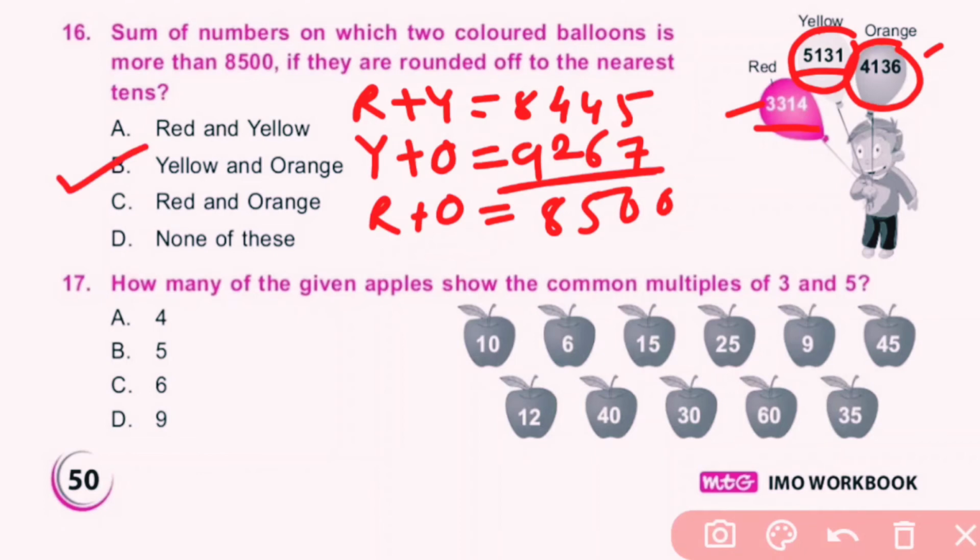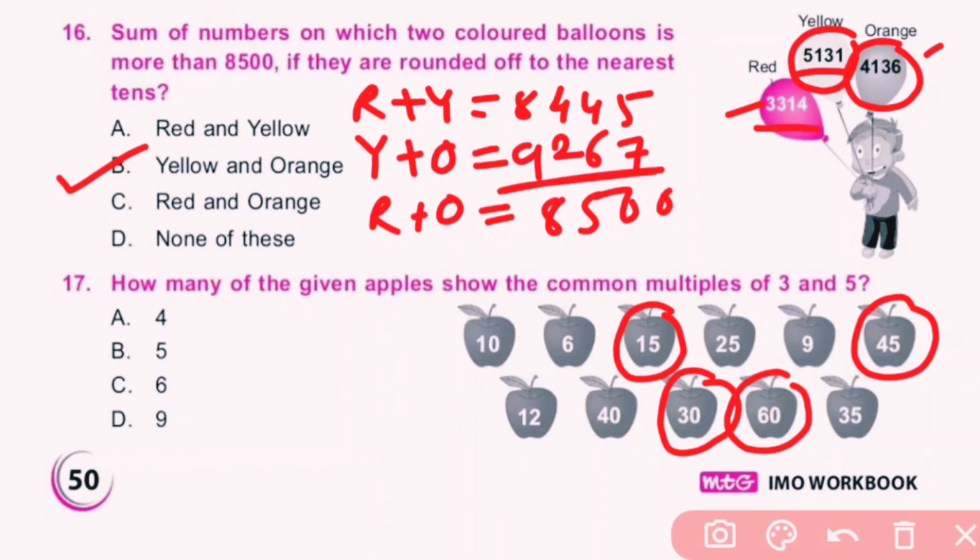Question number 17. How many of the given apples show the common multiples of 3 and 5? 3 5s are 15 and 5 3s are 15. So 15 is common. Then 15 3s are 45 and 5 9s are 45. So 45 is common. Then 3 10s are 30 and 5 6s are 30. 30 is common. And 20 into 3 is 60 and 5 into 12 is 60, so 60 is common. So there are 4 common multiples of 3 and 5.